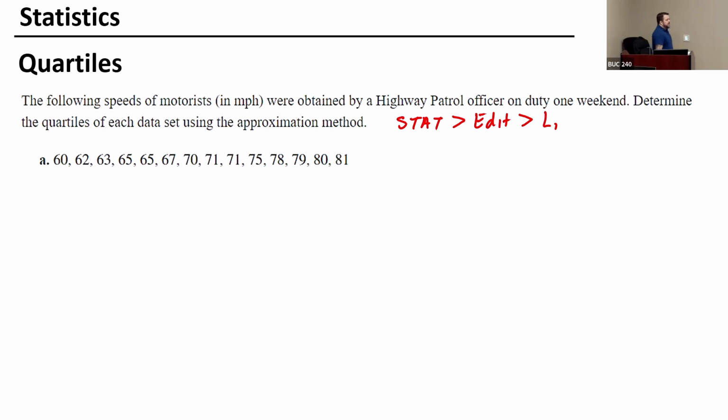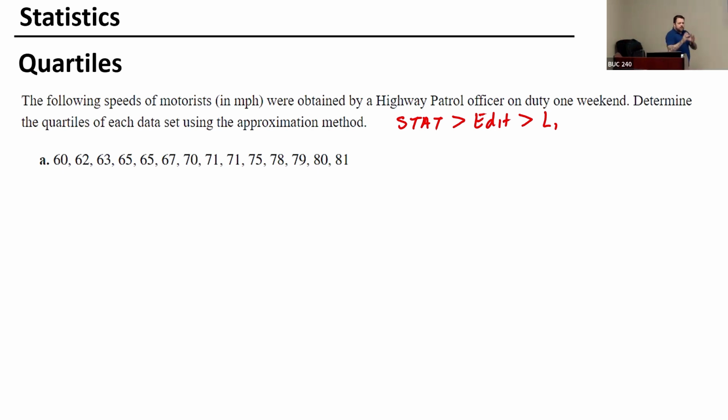When you do it, somebody give me the mean. I just want to see if you can, let's always remember, go back and do review when you can as you're learning something new. If you always go back and do some review, it's always going to be easy. Because let's think of this. The following speeds of motors in miles per hour were obtained by a highway patrol officer on duty one weekend. Determine the quartiles of each data set using the approximation method. If you want to learn the approximation method, it's in your book. Or how about we just use our calculator and not have to worry about doing extra math? Sounds a lot easier, right?